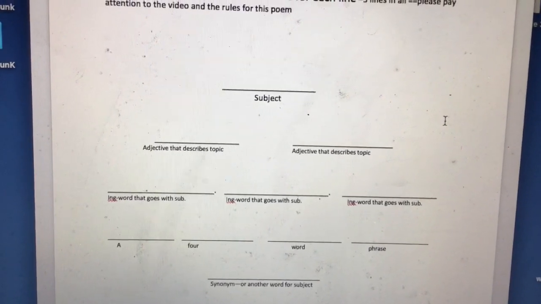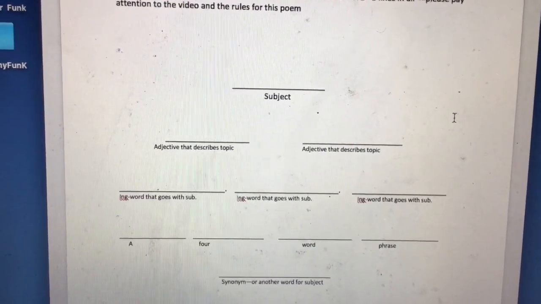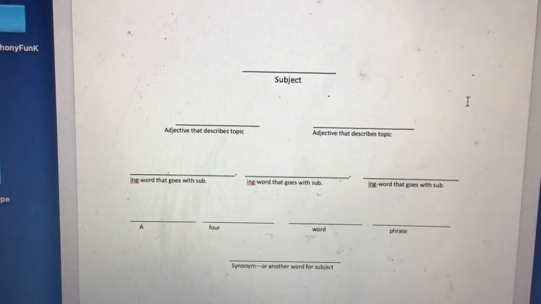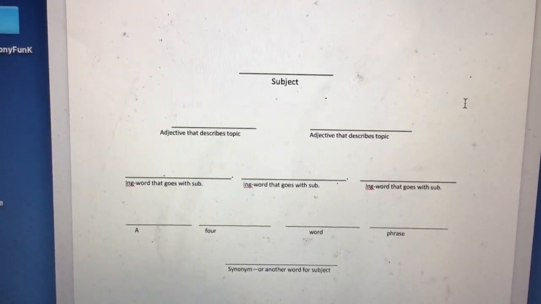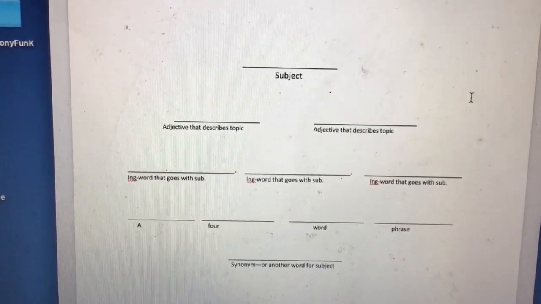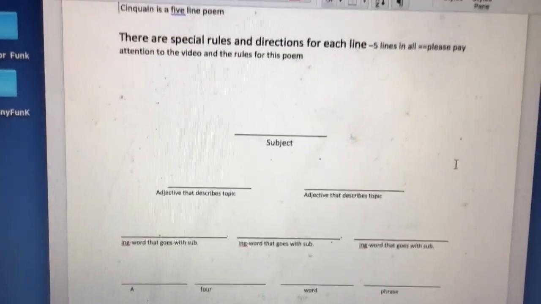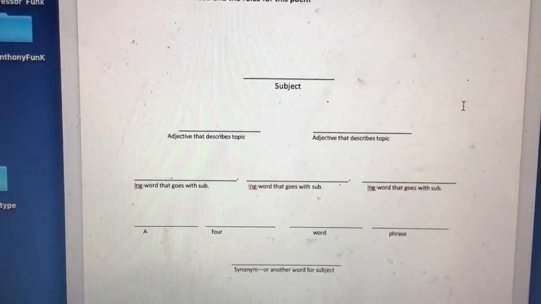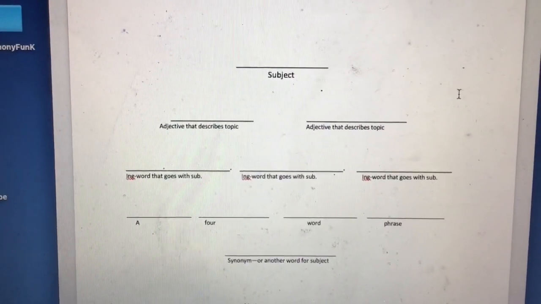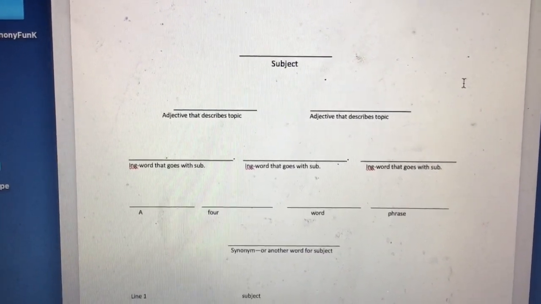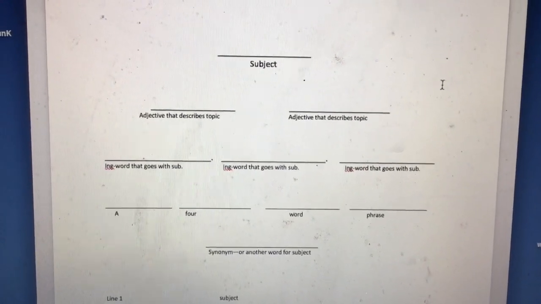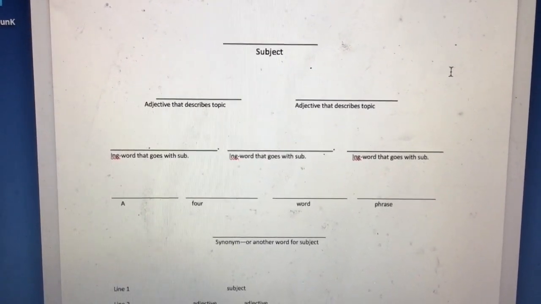And then the fourth line is sometimes the more tricky line, a 4-word phrase. That just means 4 words, kind of like a sentence. It doesn't have to be a sentence because it's poetry, but 4 words. 1, 2, 3, 4, and then back to 1. And 1 is a word that means almost the same as the first word. Okay, I'll show you how this works in a minute, but just keep that in mind, if you might want to refer back to this in the video.